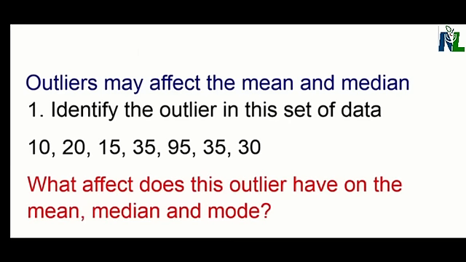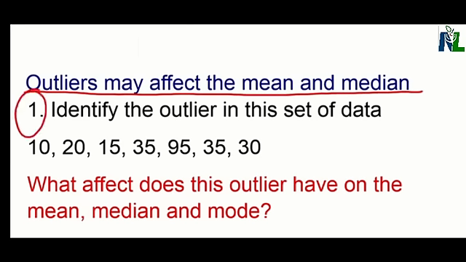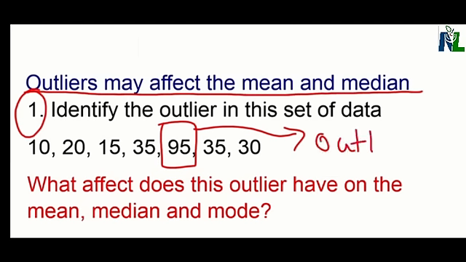So the first statement here that you see is outliers may affect the mean and the median. I want you to look at this example here first and identify the outlier. We know that an outlier is any number or data point that is significantly different than our other pieces of data. So as we see here, we have 95, and that would be identified as our outlier since it is significantly higher than the other pieces of data. So 95 is our outlier.